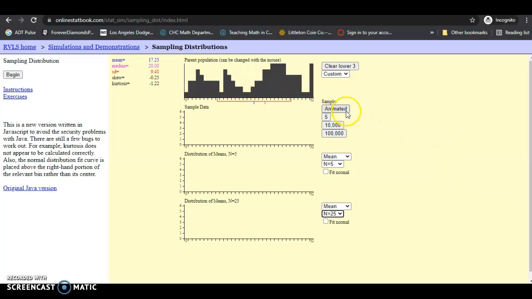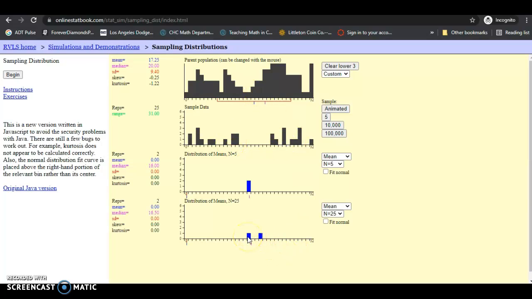Alright, let's take a random sample from the parent population, for a small sample size and for the larger sample size of 25. The mean of the small sample is here, and for the larger sample size it is here. If we click animated, it shows you randomly selecting values from the population for each sample size. This is taking 25 randomly selected values from the parent population, and the sample mean ended up here.